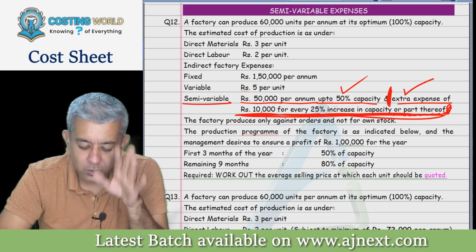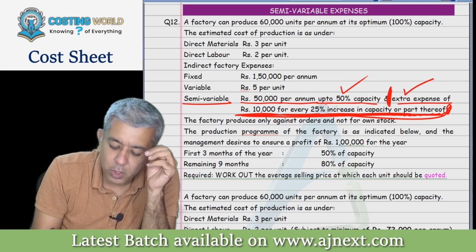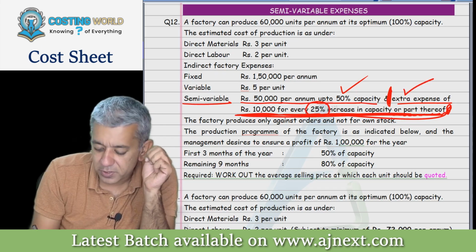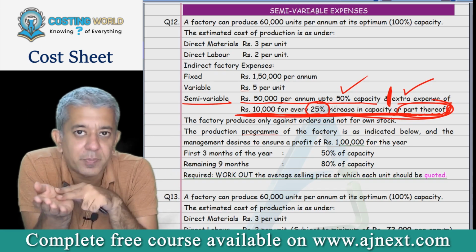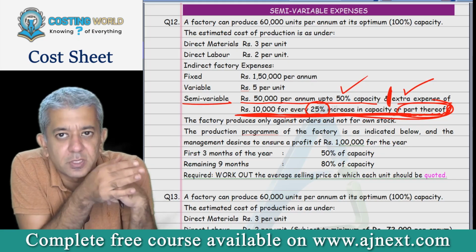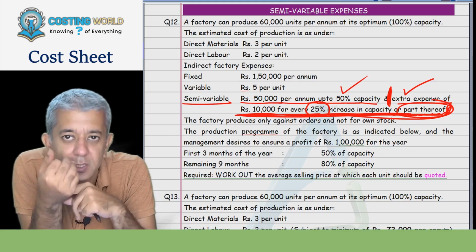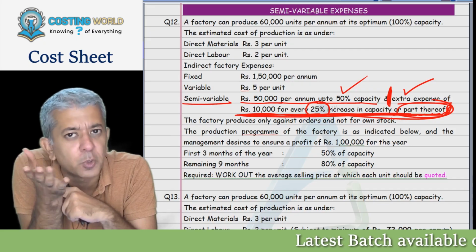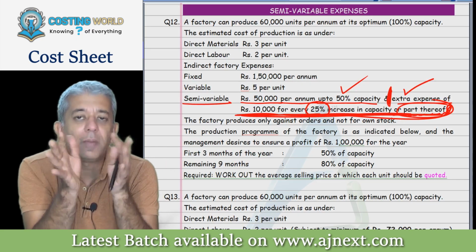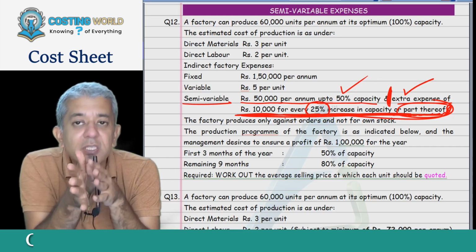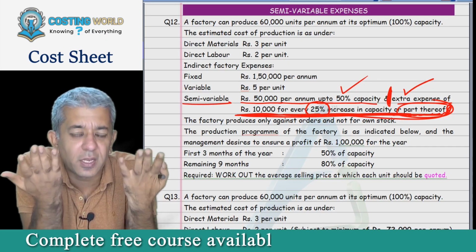You incur 10,000 rupees whenever you want to increase your capacity by 25% or part thereof, meaning whether you want to increase your capacity by 25% or any part of 25%, say 20%, 18%, say 16%, say 5%, say 2% also, you will incur 10,000 rupees extra. So tell me now, first of all, in the first 3 months, are you going to be incurring anything extra?